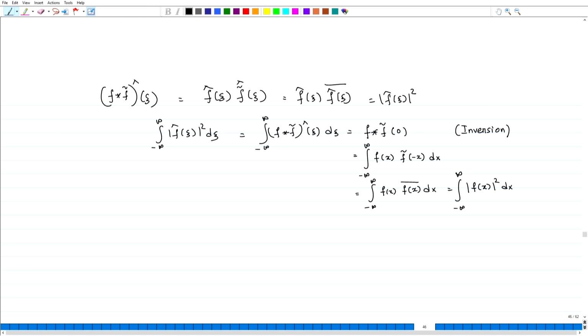Okay, so now we have the inversion, we have the Plancherel. So, our analogy with the series as well as with the finite group. We have proved two fundamental results of Fourier analysis, restricting ourselves to the Schwarz space.